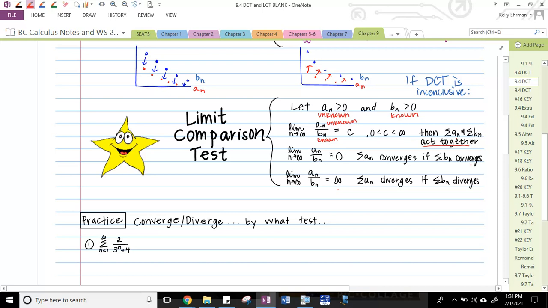If your limit is 0, then the unknown converges if the known converges. But if you get a limit of 0 and you know that the known one diverges, then that's inconclusive. And finally, if you have something top heavy and this comes out to infinity, the unknown diverges if the known diverges.